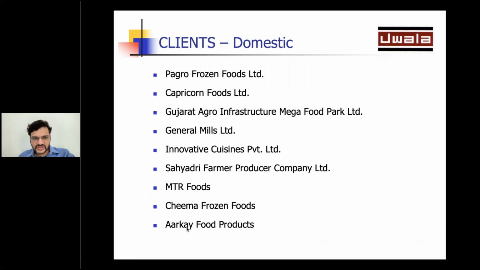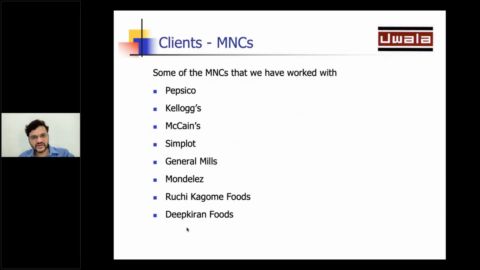Some of our domestic clients include Bagro Frozen Foods, Gujarat Agro. We supplied a fully automatic 2 tons per hour mango processing line to Gujarat Mega Food Park a couple of years back. General Mills, Innovative Cuisine, MTR Foods, Chima Frozen Foods, RK Food Products, etc.